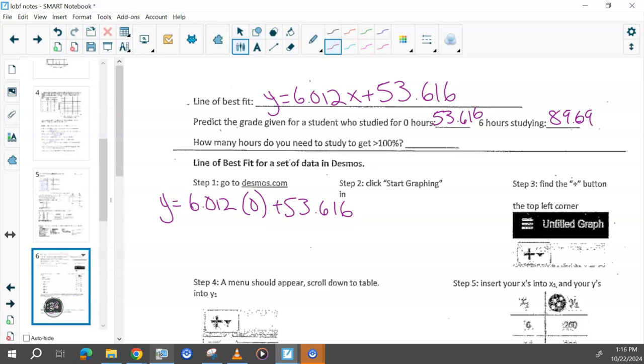Yes. My calculator says it's... What? It just says it's... Okay, so go back into stat, follow the directions on your notes. Okay. Other questions related to this?